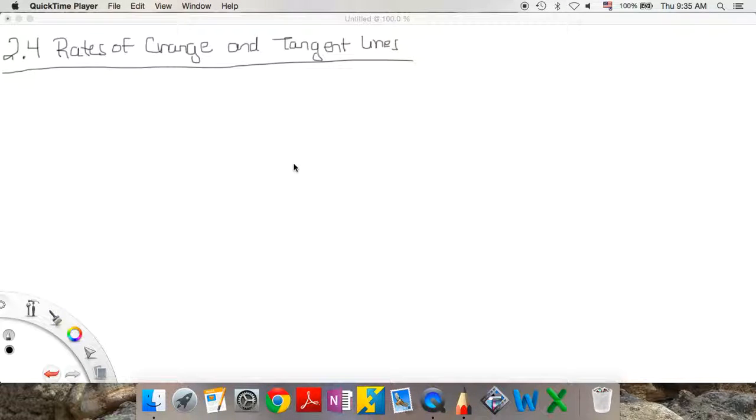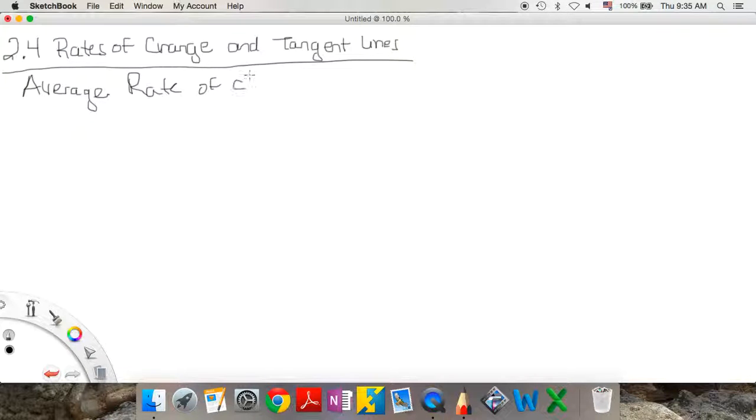Section 2.4 is about rates of change and tangent lines. We've talked about, whether we've called it this or not, average rates of change for years. An average rate of change is written with a delta symbol, and most of the time we talk about delta y over delta x, like the slope of a line. When you have a line and you find its slope, you do rise over run, its change in y over its change in x. So an average rate of change is a slope.